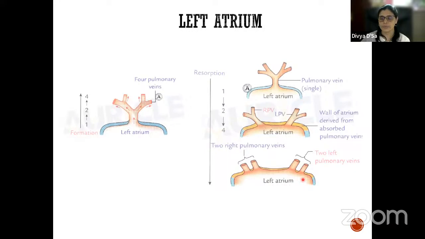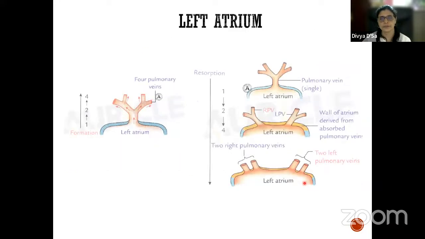So what happens with that absorption? The entire posterior wall of the left atrium is formed by the absorption of the pulmonary veins. Because of that, the right pulmonary veins and the left pulmonary veins directly open into the wall of the left atrium.